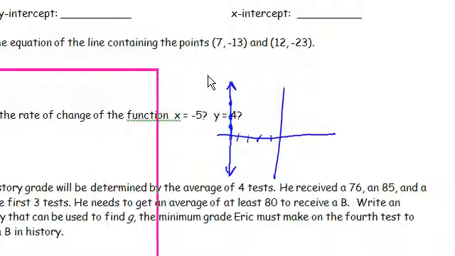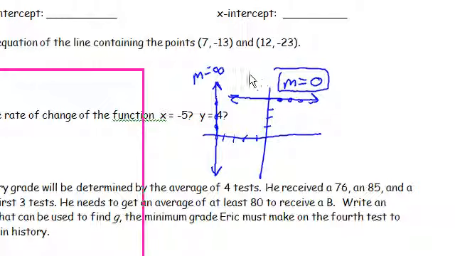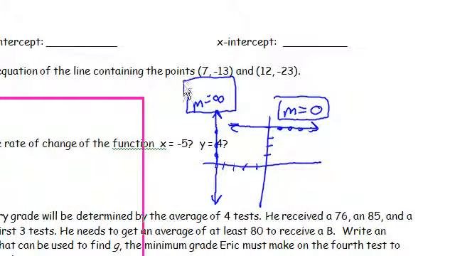Well, this has an undefined slope. So slope is undefined here. But at y equals 4, 1, 2, 3, 4, it's a horizontal line where every single y value on the line equals 4. And this slope, it's flat straight across, so this slope is 0. So those are the two slopes of those lines.